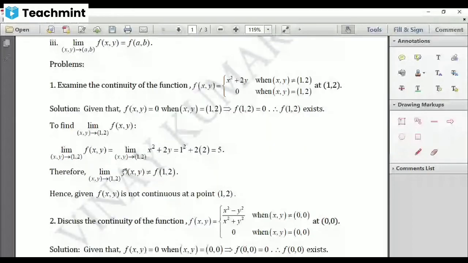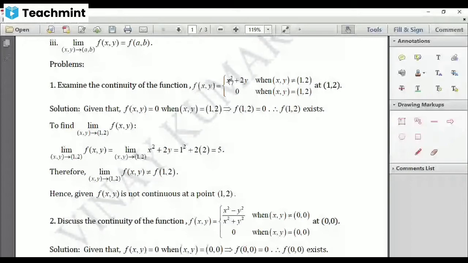Limit of this is equal to, remember, in the case of limit, the ordered pair x comma y is going towards 1 comma 2. It will never be equal to 1 comma 2. That means your ordered pair x comma y is not equal to 1 comma 2. So when the ordered pair x comma y is not equal to 1 comma 2, what is your f of xy? It is x square plus 2y.